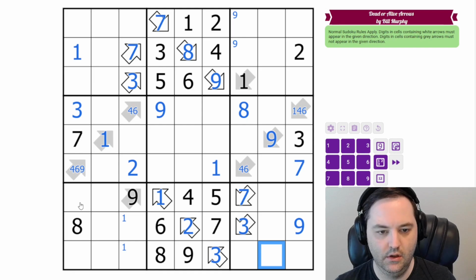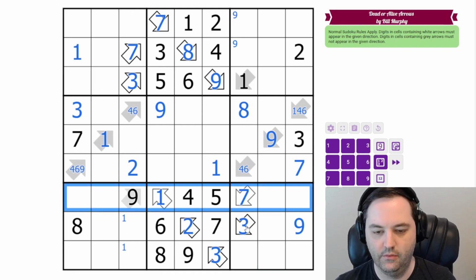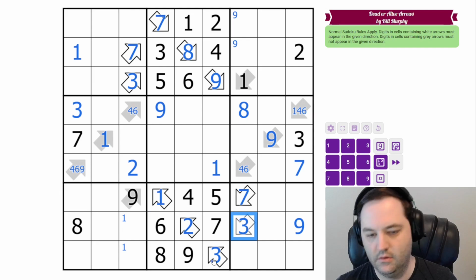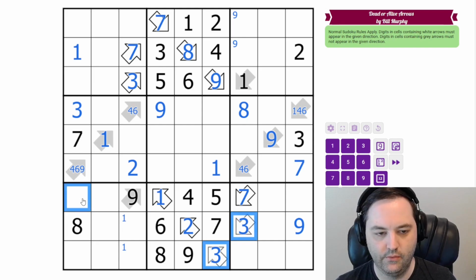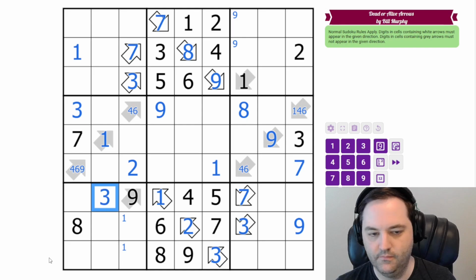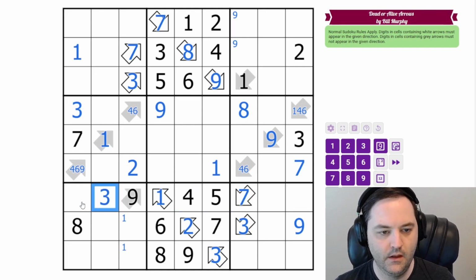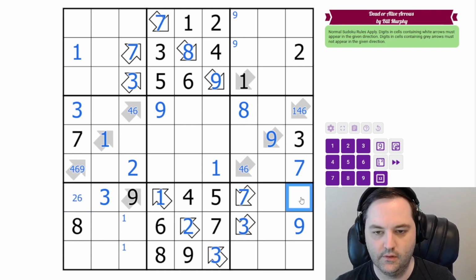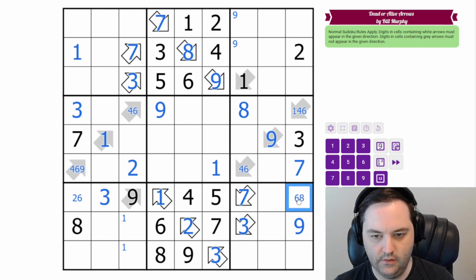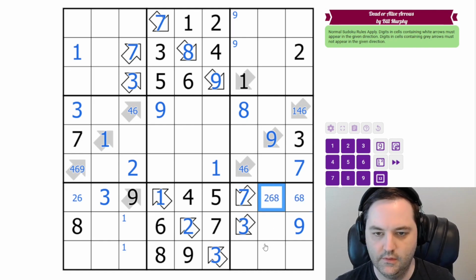Okay, looking across here, we need a 3 in the row. The other way to look at it, where does 3 go in this box? Can't go here. That's the only place for 3, in this box or in this row, whichever way you prefer to look at it. This is 2 or 6, and this is 6 or 8, and this can be any of those.